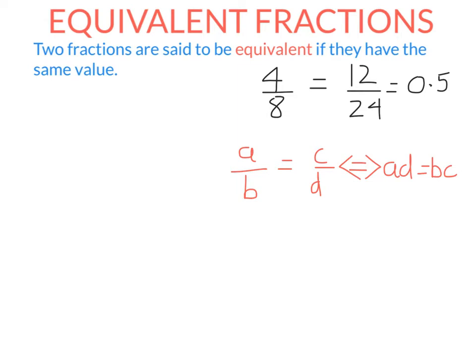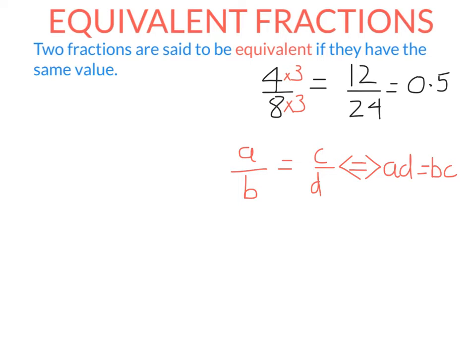So if we look at our examples up here, to go from 4 to 12, I've times the numerator, the top number, by 3. But I've also times the denominator by 3. I've times top and bottom by the same number, and that's why the fractions are equivalent.